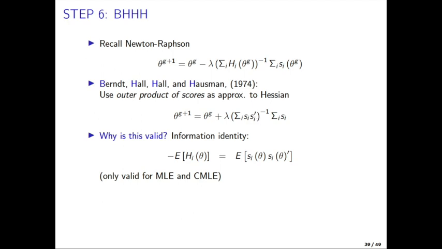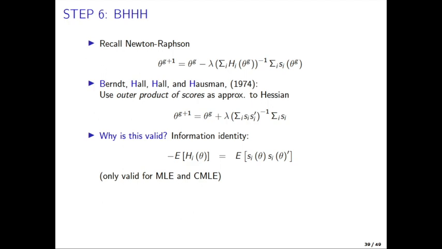And this is a place where you're using structure on the problem implied by theory, in this case econometric theory for maximum likelihood, to simplify the problem to reduce the computational complexity. So now we don't have to calculate second-order derivatives.